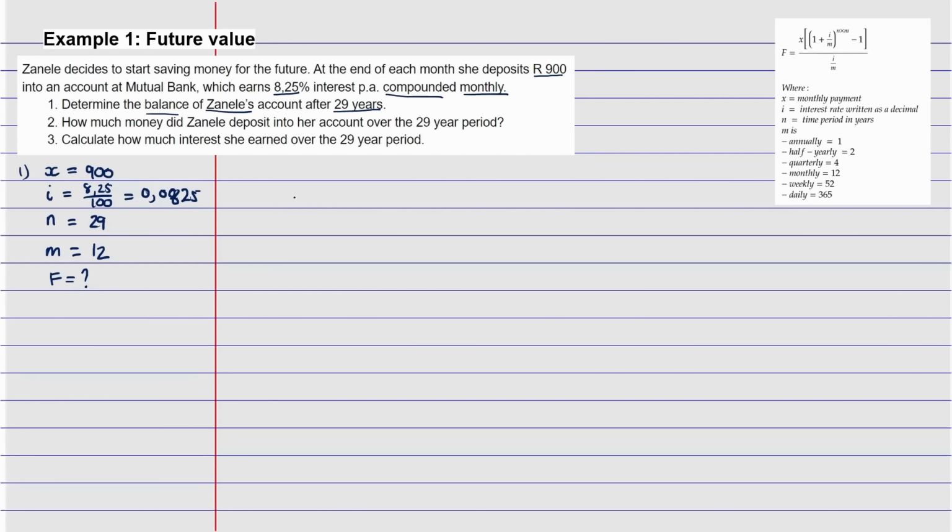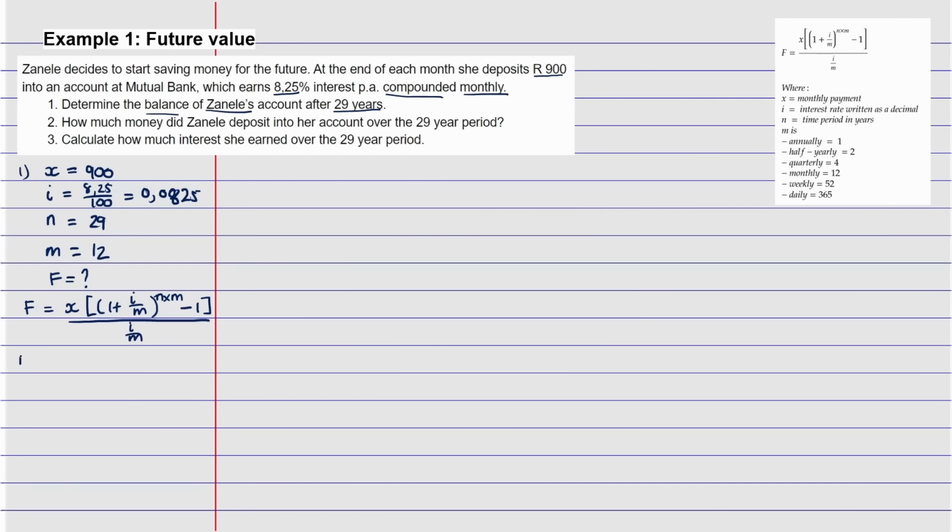So now we're going to substitute everything in the formula. I'm just going to say F is equal to, let me just write the formula: X, open bracket, 1 plus I divided by M, to the power N multiplied by M, then minus 1, and this whole thing is going to be divided by I divided by M.